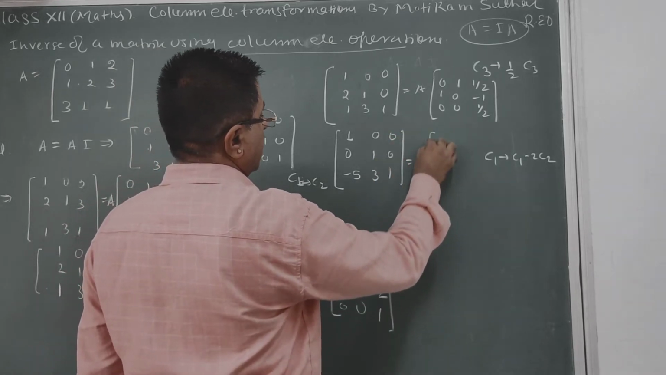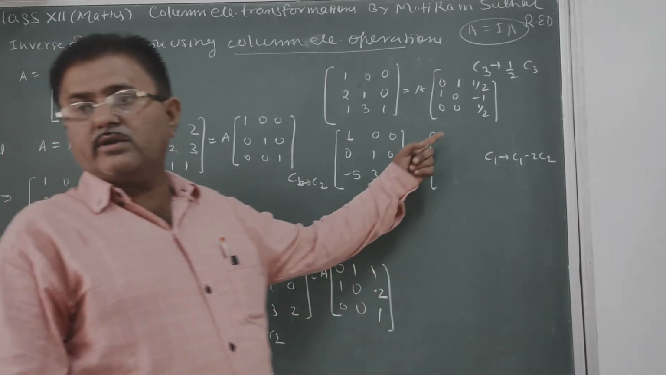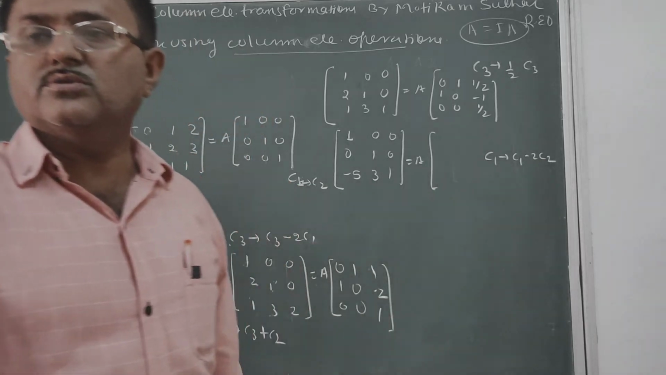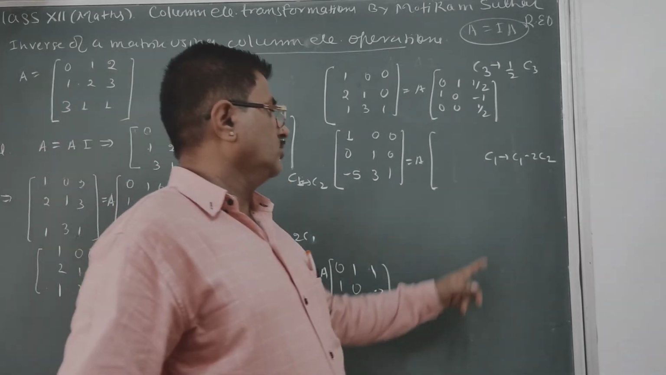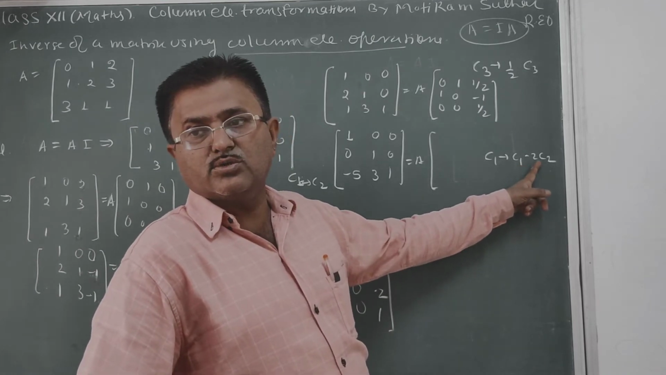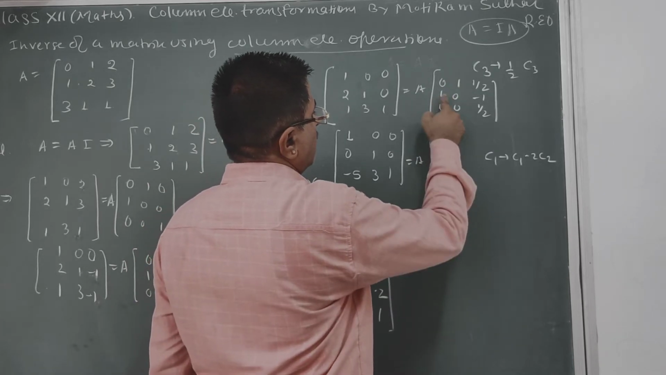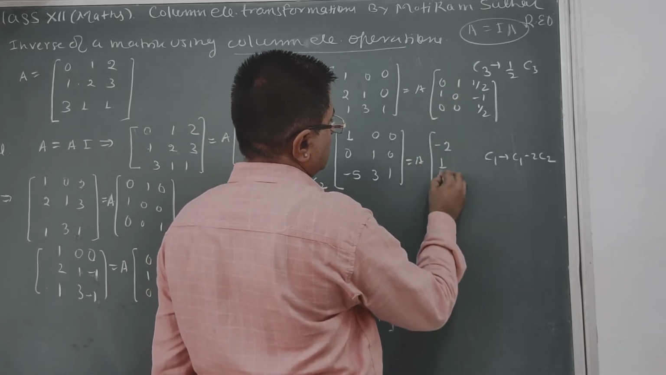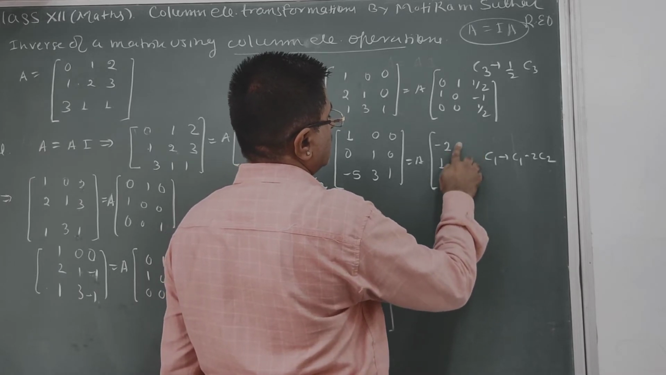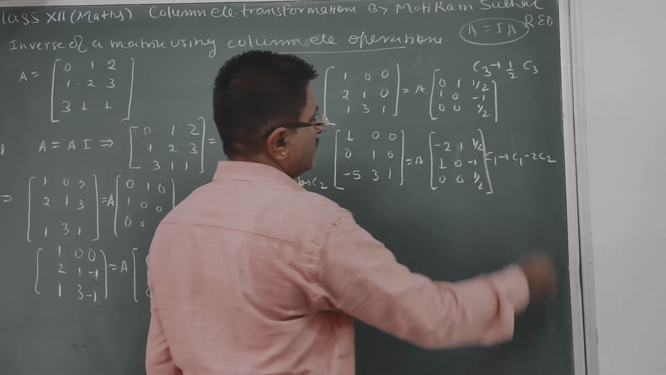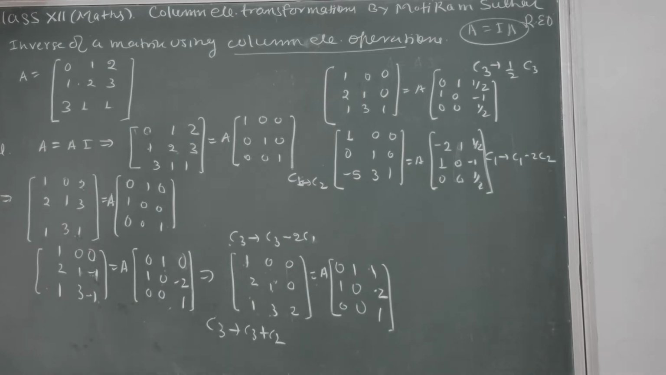Similarly on the right hand side, this first column can be written as C1 minus twice of C2. So C1 column, 0 minus twice of 1, that is minus 2. 1 minus twice of 0, 1. 1 minus twice of 0, that is 0. This is 0 1 0 0. 1 by 2, minus 1 and 1 by 2. So this we use.